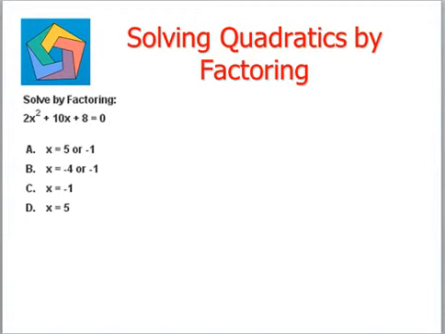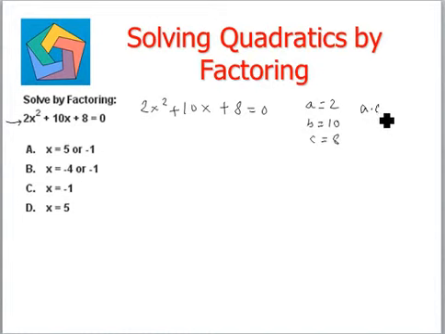Moving on to the next question. We are given the equation, solve by factoring, and it's 2x squared plus 10x plus 8 equals 0. From here we find out a equals 2, b equals 10 and c equals 8. We find out the product of a times c, which equals 16. Factors of 16 are 1, 2, 4, 8 and 16.